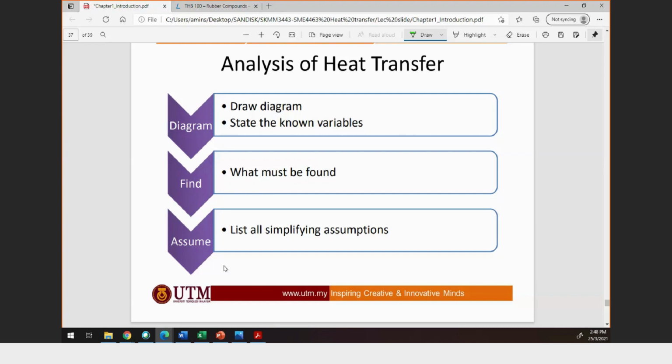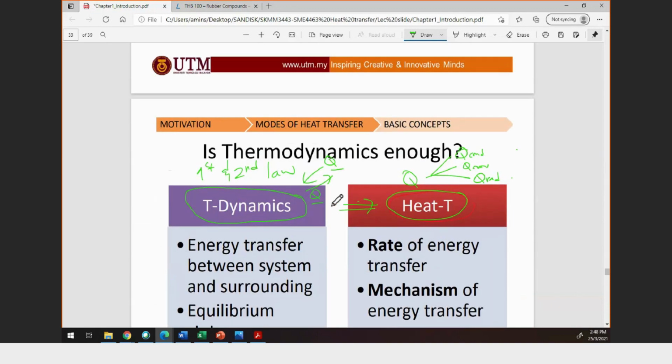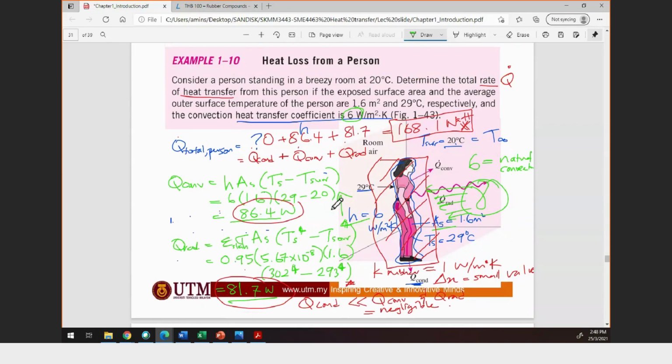For example, in the previous example, there are some assumptions. If you look at the textbook for this example, they say the relevant assumptions are: steady operating condition, and the person is completely surrounded by the interior surface, because if the person is in between other surfaces, then probably the analysis is not valid. The surrounding surfaces are at the same temperature as the air of the room.